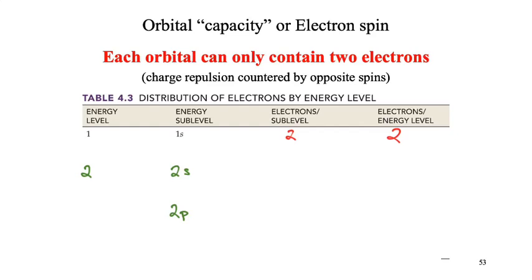How many electrons fit in the 2s orbital? 2. How many electrons fit in a single 2p orbital? 2. Why'd you say 2? I said a single 2p orbital. A single 2p orbital holds only 2 electrons. How many 2p orbitals are there? 3 2p orbitals. If each one can hold 2, I get a total of 6 electrons.